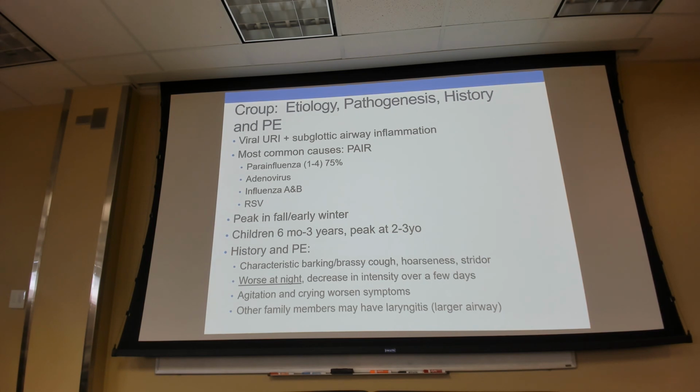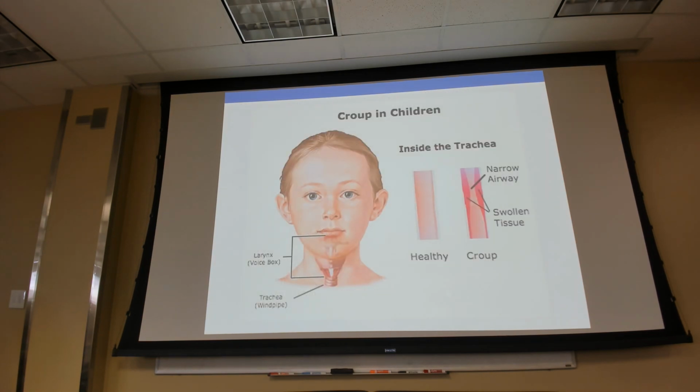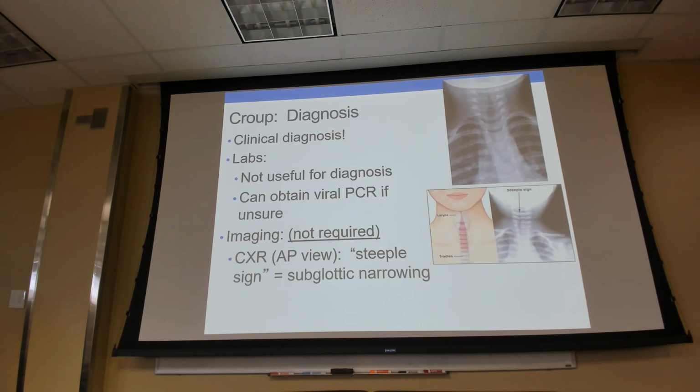Your agitation and crying is going to make that worse because you're inhaling, so you're seeing that collapse of the airway. So for croup, that crying is worse, and you hear the stridor more. Again, just a reminder where that narrowing is, what happens when it is infected, and we have that severe edema.